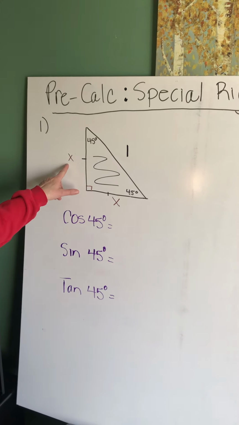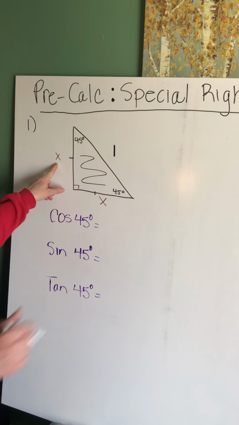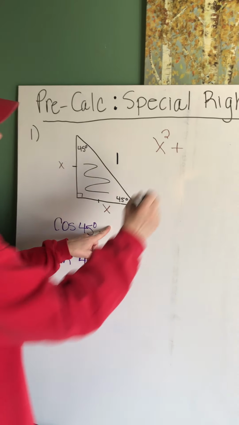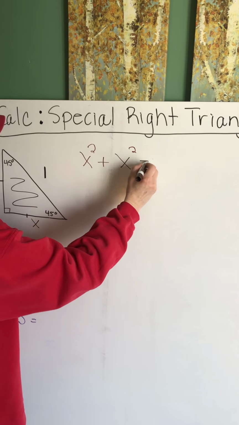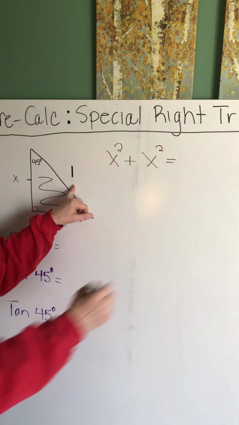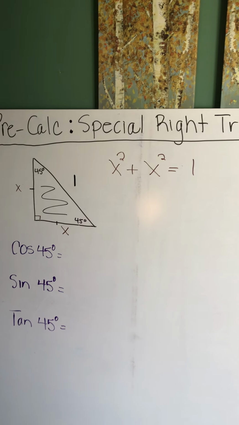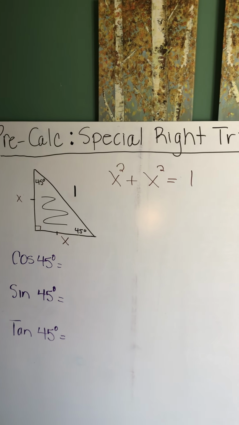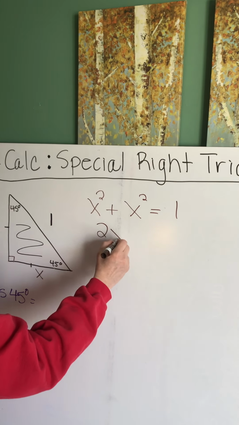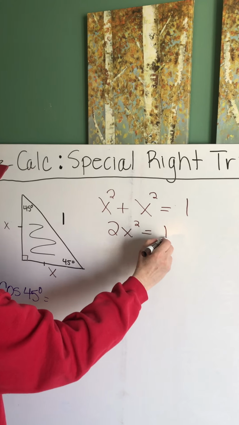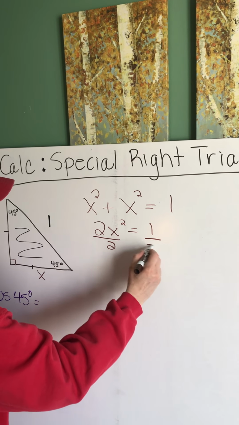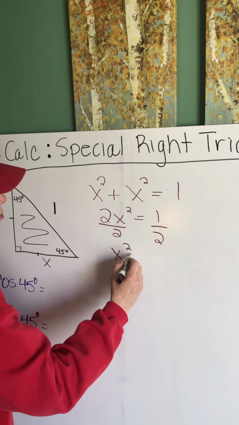Let's do the Pythagorean theorem, right? So I'm going to square one leg, plus I'm going to square the other leg, and when I add them up, that equals the hypotenuse squared, and 1 squared is 1. So here's the Pythagorean theorem. Okay, notice that these are like terms, x squared plus x squared. I have 2 of those. And now I'm going to solve for x. I'm going to divide both sides by 2. x squared equals 1/2.